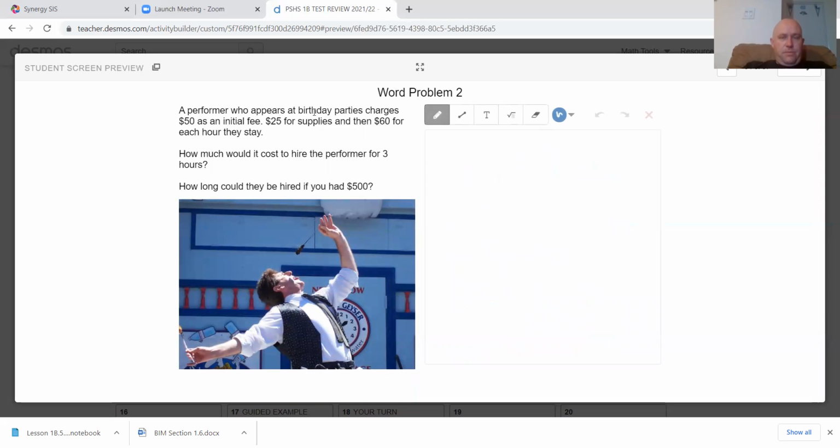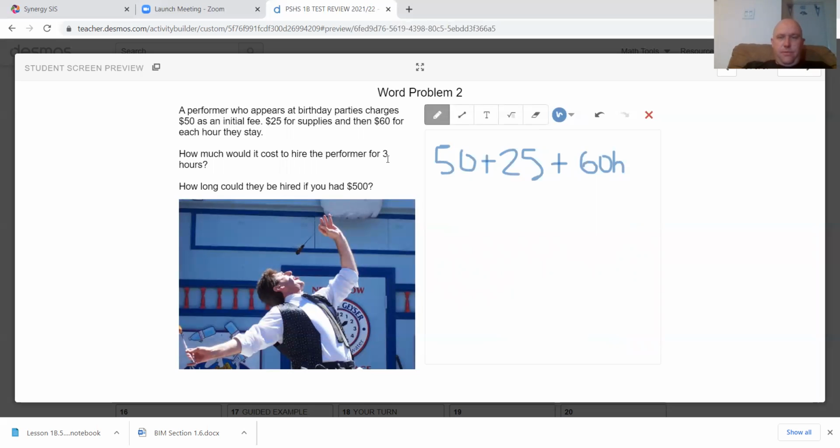All right, a performer who appears at birthday parties charges $50 as an initial fee, $25 for supplies, and then $60 for each hour that they stay. So we've kind of seen something similar. This is kind of like the last one. There's a starting fee, 50, but there's also another fee here, 25. So let's add that one in there as well. And then that's $60 for each hour. That's where I'm going to multiply them together. So that's going to be 60 each.